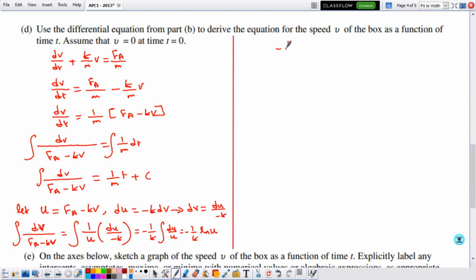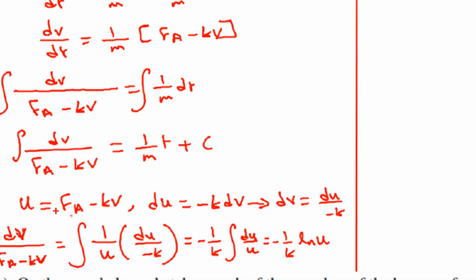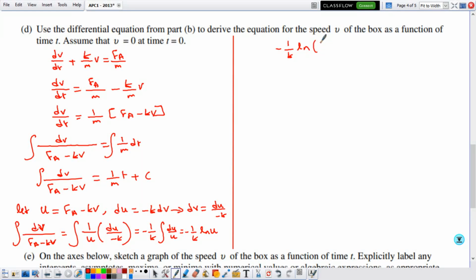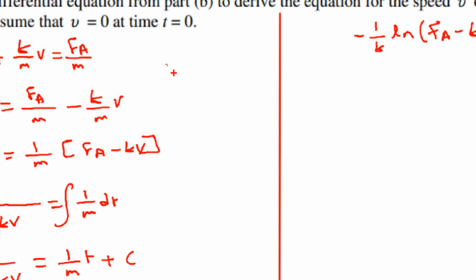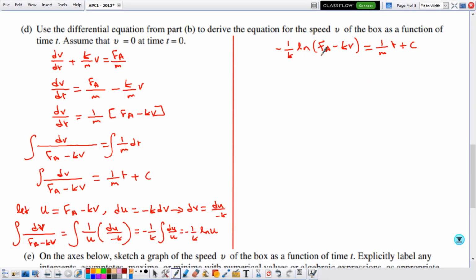Now minus 1 over k ln u is given by that, and that would be equal to the right hand side of our equality, given by 1 over m t plus c. And let me do a side remark. What do we expect the expression of v to be? It would be something like a terminal velocity multiplied by 1 minus e to the power minus something multiplied by time, which is an exponential growth.